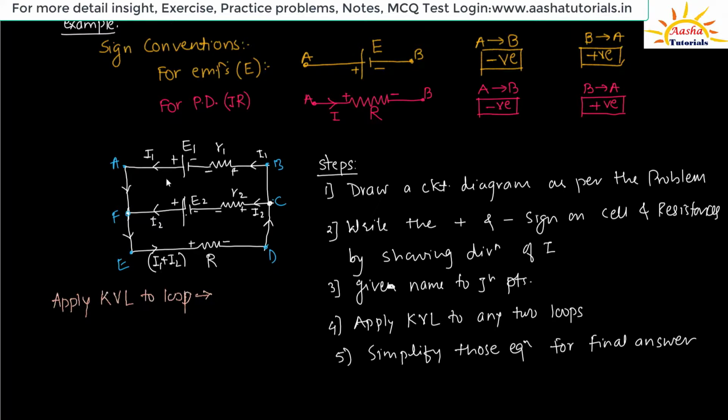The first loop is this, you see, A, B, C, F, A. One may also take this as A, F, C, B, A. Let me take this loop as A, B, C, F, A. Remember, the point from where you start, you have to end at that point. Only then will the loop get closed, because Kirchhoff's voltage law is used for a closed loop.